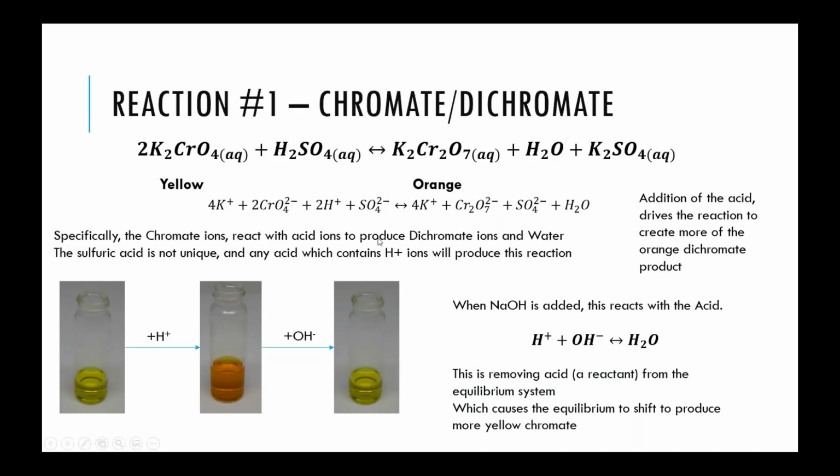Therefore, in relation to the chromate-dichromate equilibrium, the total concentration of H+ was removed. A reactant was removed from the equilibrium equation. And what that does is shift the reaction back towards the reactants to maintain that equilibrium. You can see that when you add sodium hydroxide, the dichromate solution, which is orange, goes back into the yellow chromate solution.